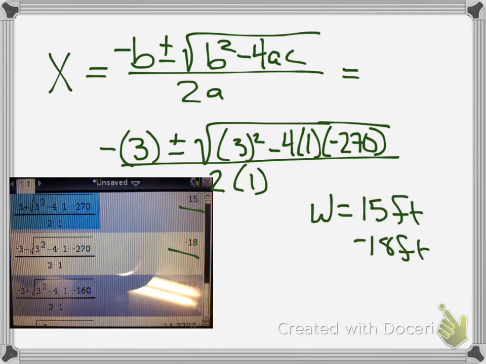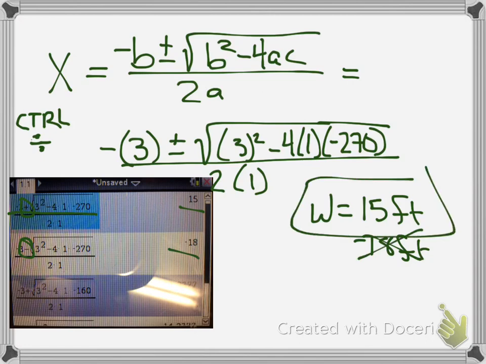Okay, so you can see here, I typed this in. To get this, by the way, just press Control Divide before you start the problem, and then you type in everything. Notice all I did was plus and minus. All you have to do is press up 2 times, press enter, and then you can change the plus to a minus. Anyways, I get positive 15 and negative 18 for answers. Only one of these can work because it's an application problem, and obviously we will not count the negative answer. All we care about is the positive answer. So I find out the width is 15 feet.